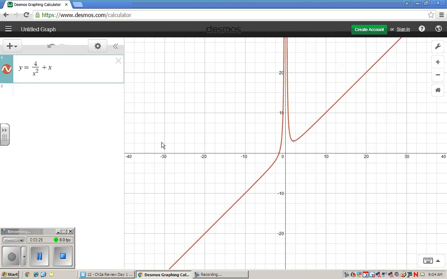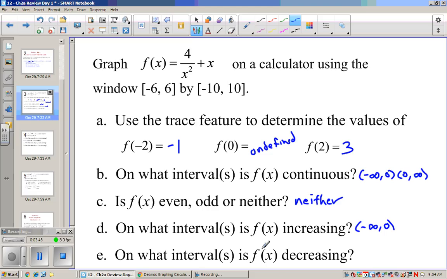Let me get rid of the table. There we go. And if I click, there it is. So there's my low point. I can't have a table, but if I click on it, it'll tell me the low point. And that low point happened at 2, which means it was decreasing from 0 to 2 and then increasing again from 2 to infinity.